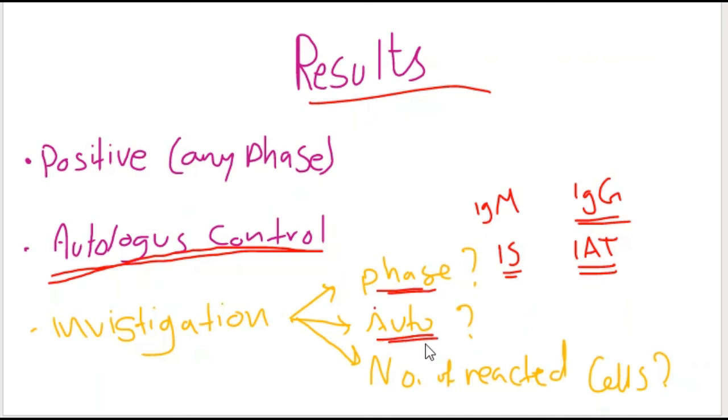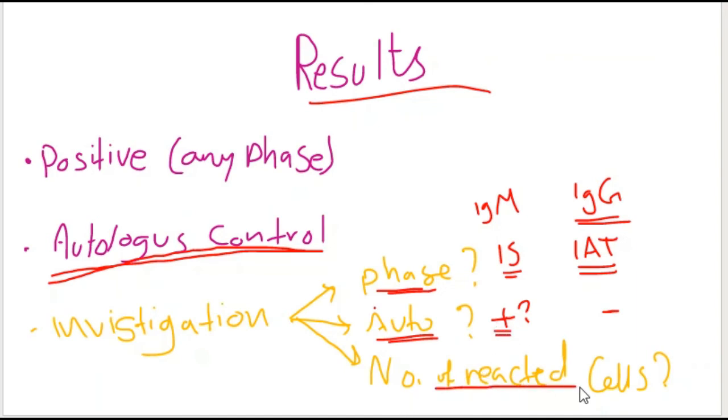Also, we have to look at the autologous control, whether it's positive or negative. If it's positive, that means it may be an alloantibody or it may be an autoantibody. We have to go back and see the transfusion history of this patient. Also, we have to know what disease the patient has, such as myeloma, for example, because some types of disease can affect the result and can lead to production of autoantibody.